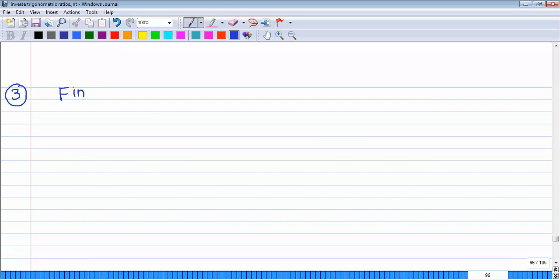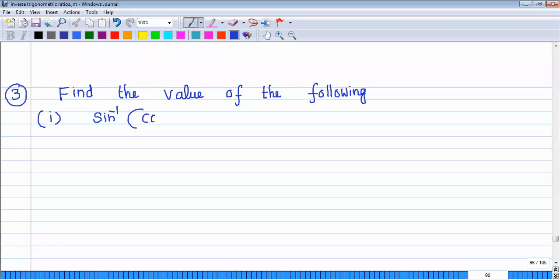Find the value of the following. So first question, sine of cos inverse 5/13. Okay, I will do one question, the rest of the questions you do it now. Solution.